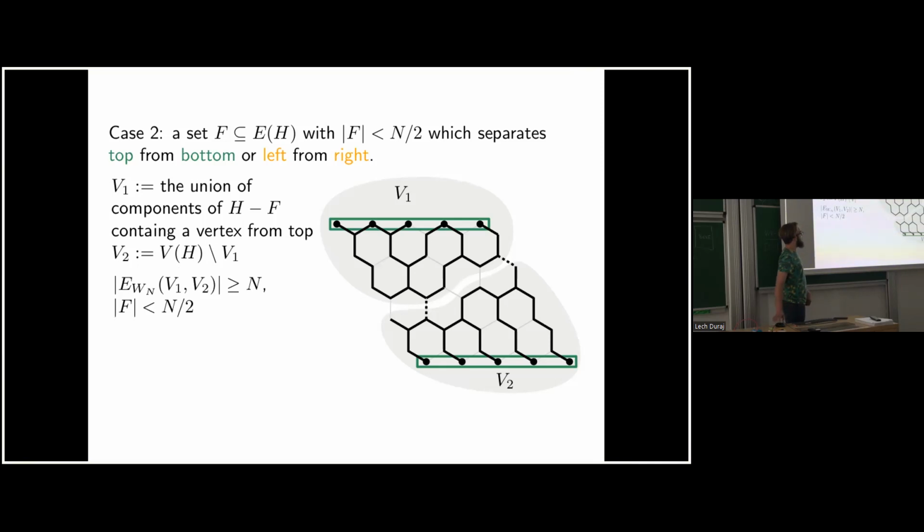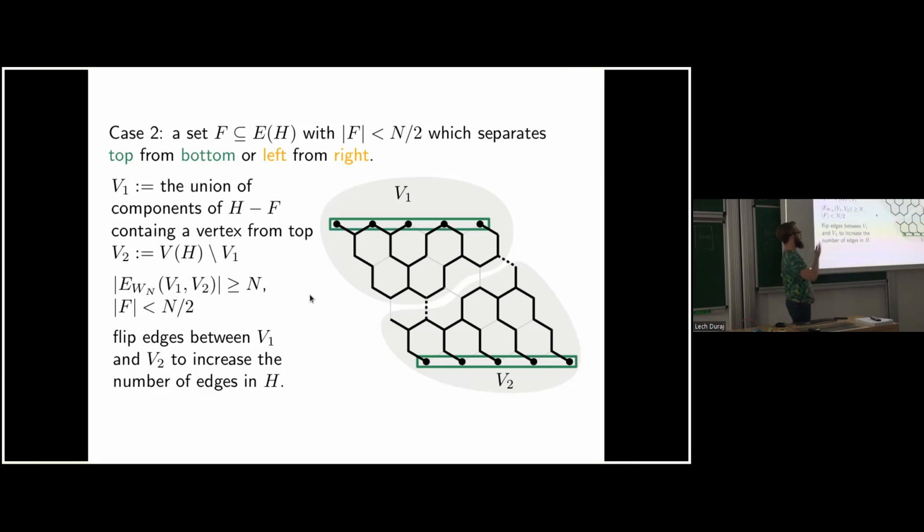Let us first observe that in our original wall, we had at least n paths between V1 and V2. This is because if you consider the n disjoint paths from top to bottom, then each of those needs to contain at least one edge which goes across between V1 and V2. So we can see that here, here, here, here, here. There must be at least n of them. And by our assumption, F consists of fewer than n/2 edges.